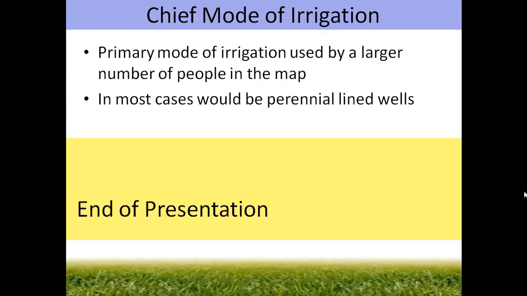The primary mode of irrigation used by the large number of people in the map extract is perennial lined wells.